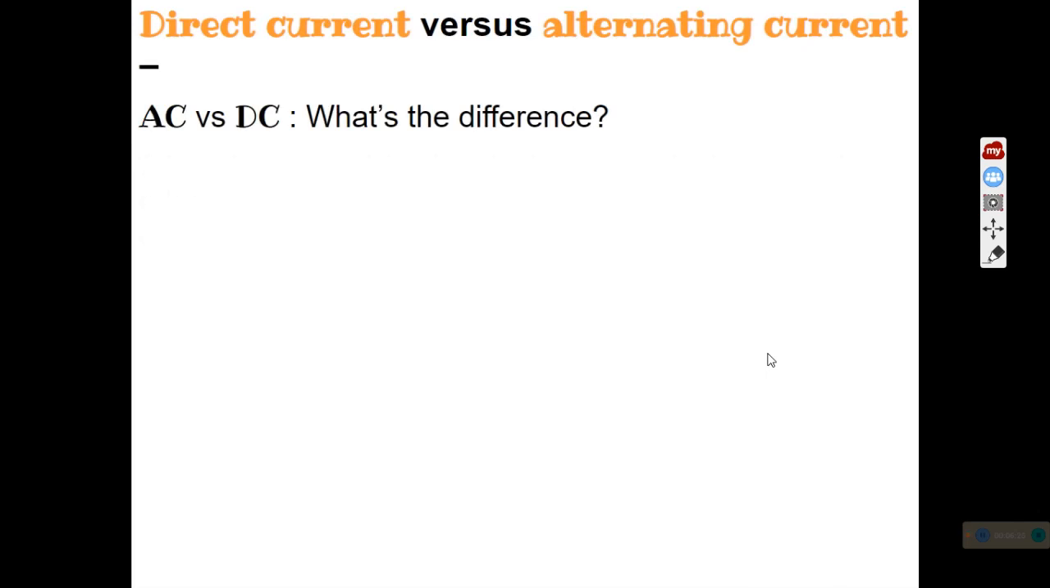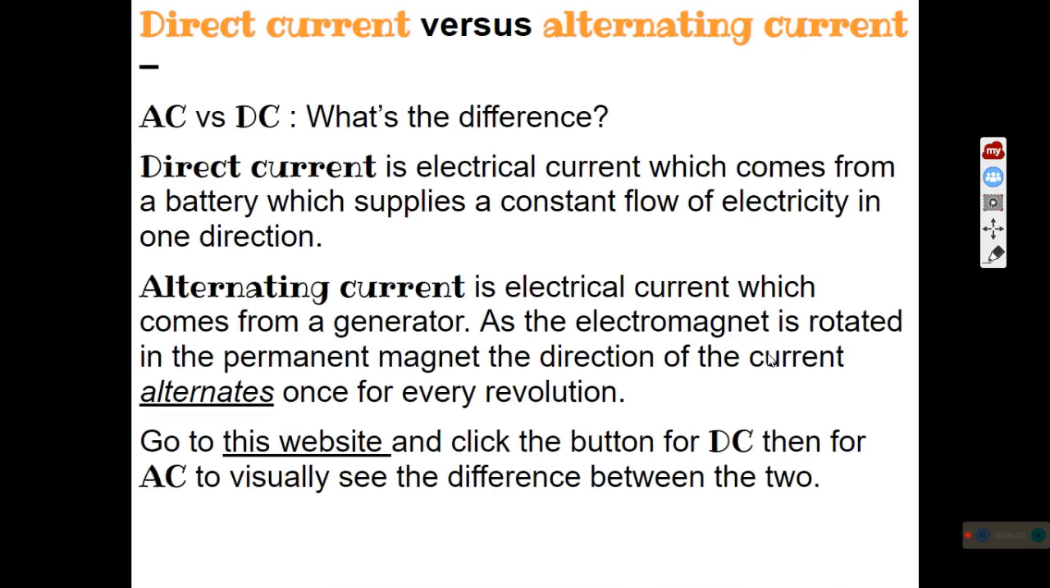So, the last thing we're going to talk about is a direct current versus an alternating current. A direct current comes from a battery. It's an electrical current that comes from a battery that supplies a constant flow in one direction. Alternating, like we saw with the generator, is where the spinning or changing directions, alternating, creates the current.